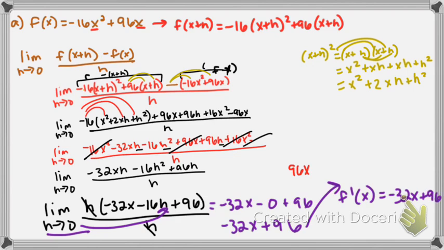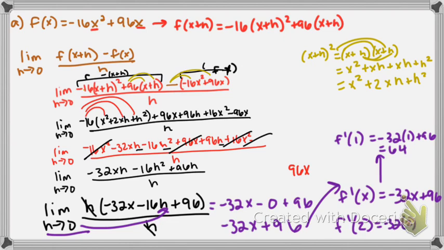And now, guess what I can do? I can find the slope at any point that I want. Let's say I want to find the slope at 1. Well, I'm going to just sub in 1 now. And that's actually the first problem we did. If you look at this problem, this was example 1. We found the slope to be 64. If I want f prime of 2, negative 32 times 2 plus 96, that's going to be 32. So really, I have found the slope of that tangent line at every point I can imagine.